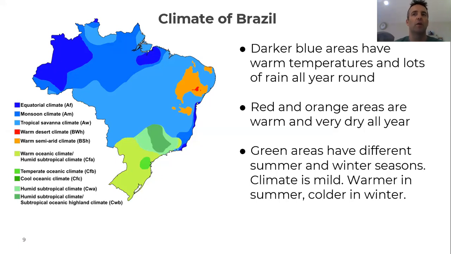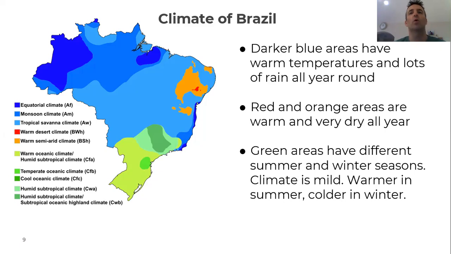If you have a look at the darker blue areas, you can see that they have warm temperatures and lots of rain all year around. Whereas if you look at the red and orange areas, they're very warm, but also very dry all year round. So those areas are more desert-like. And then down in the south of Brazil, you can see these are more green areas and they have different summer and winter seasons. So a little bit more like in the UK here, where we have different seasons as well. And their climate is more mild. So it's warmer in the summer and colder in the winter in those areas.